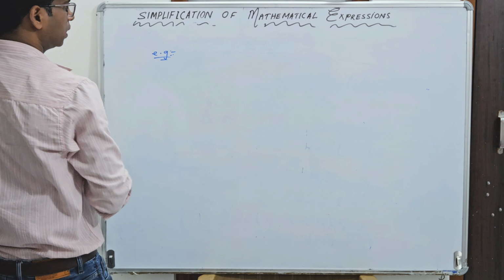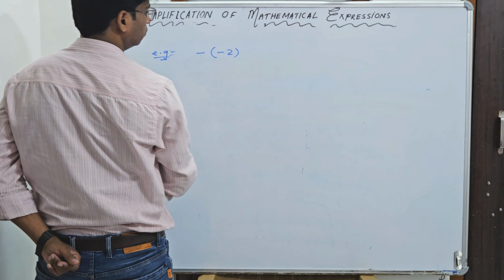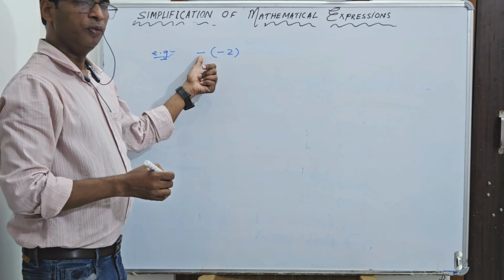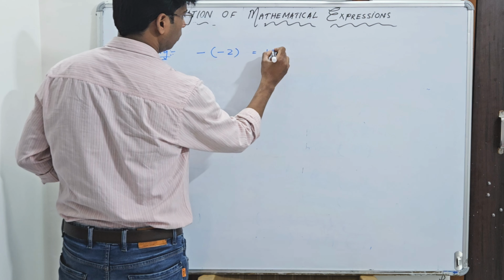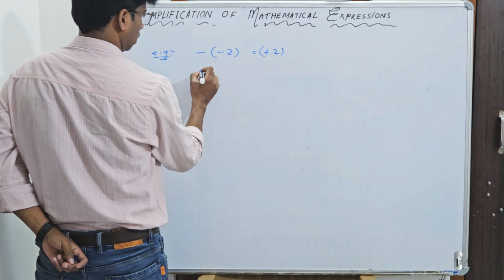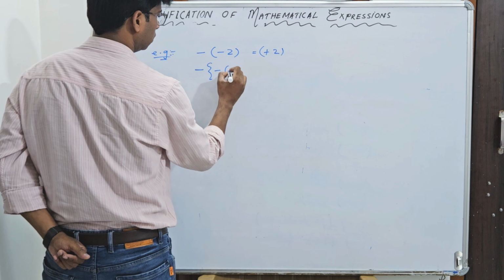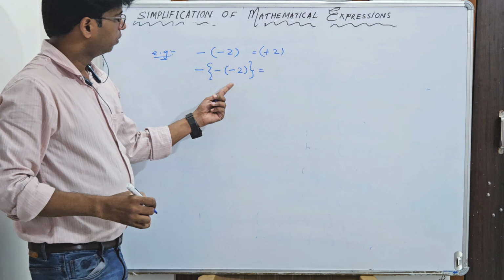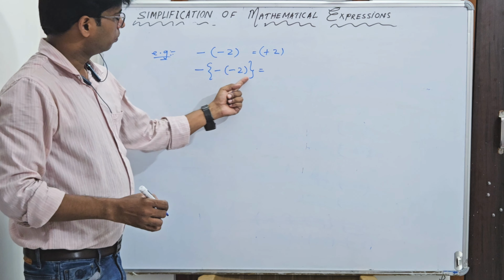Here also some basic things, like if minus is before minus 2. Minus 2 is within the bracket and minus is before the bracket. So what will be the answer here? You know, minus into minus plus 2. Now if another bracket will be used like this. Do we remember this, curly brackets here, and this is the parenthesis.